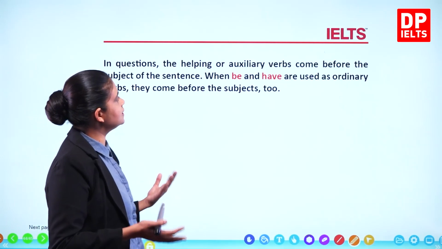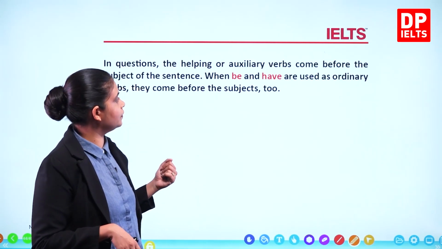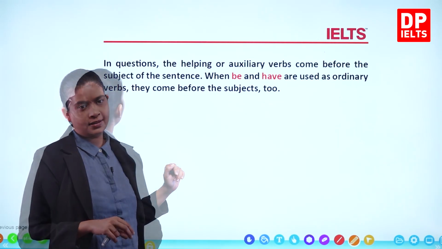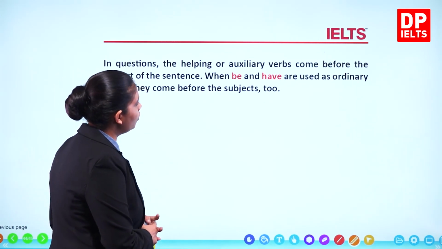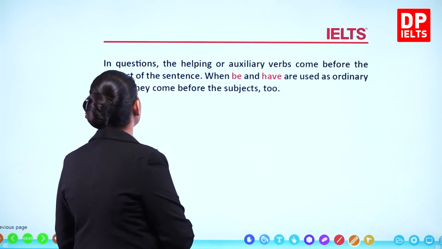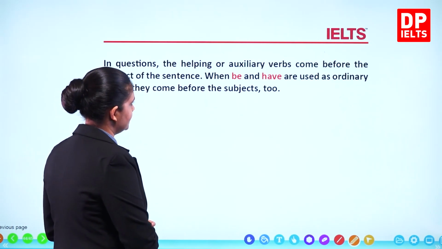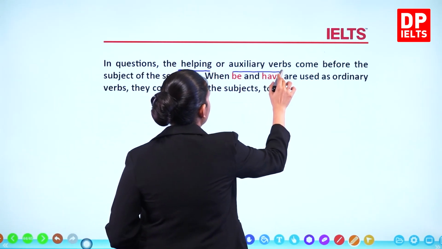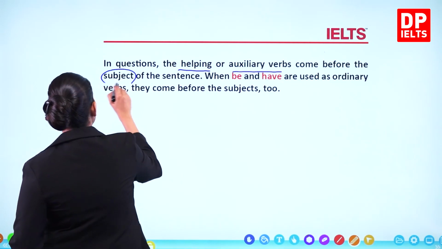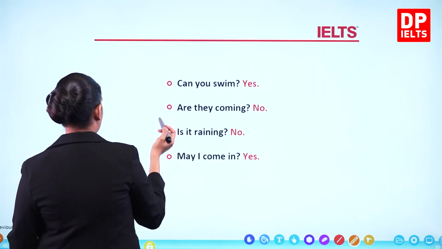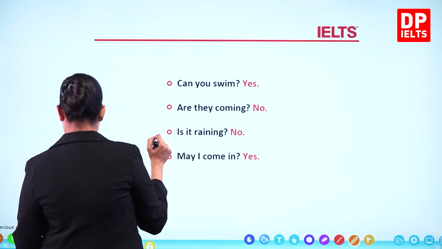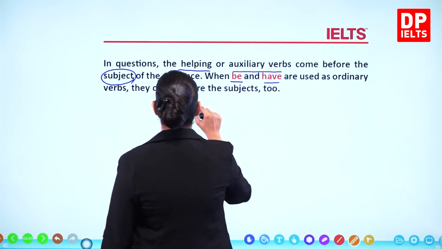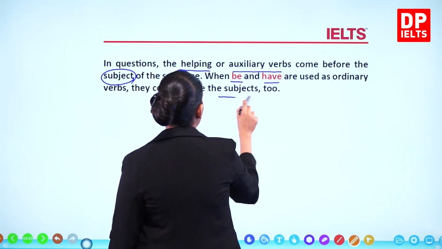In questions, the helping or auxiliary verbs come before the subject of the sentence. Right? So usually the helping or the auxiliary verb comes before the subject of the sentence. Okay? When be and have are used as ordinary verbs, they come before the subjects too.